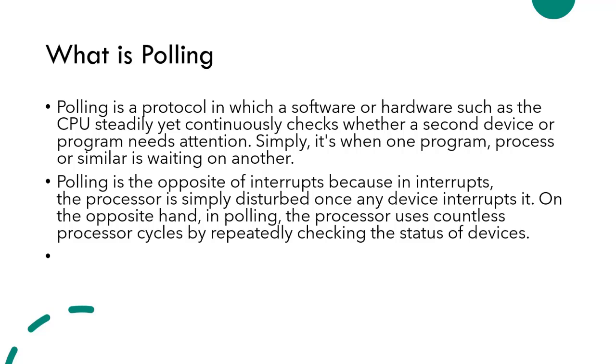Polling is the opposite of interrupts because in interrupts, the processor is simply disturbed once any device interrupts it. On the opposite hand, in polling, the processor uses countless processor cycles by repeatedly checking the status of the device.